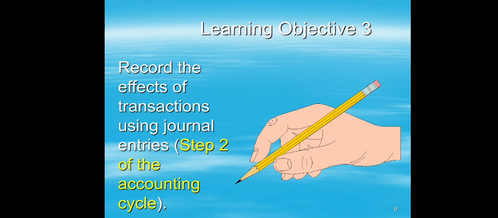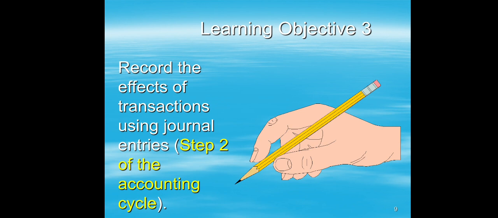So just to refresh your memory, there are 8 steps in the accounting cycle. The first one is analysis. Analysis means when a transaction happens, you have to know the type of the transaction, and then you have to know what is the effect of the transaction on the accounting equation, and then you have to know the amount related to the transaction. That is step 1.